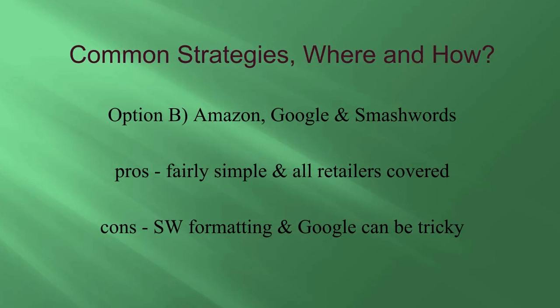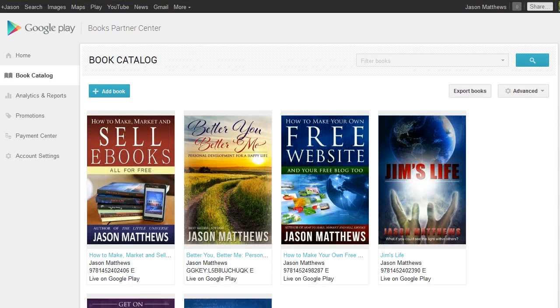Another option is to upload to Amazon, to Google, and to Smashwords, which is a distributor. This is what Google's Book Partner Center looks like, and you would just click the Add a Book button here, and we're going to go through this in great detail later. For now, I just want to give you a feel for these things.